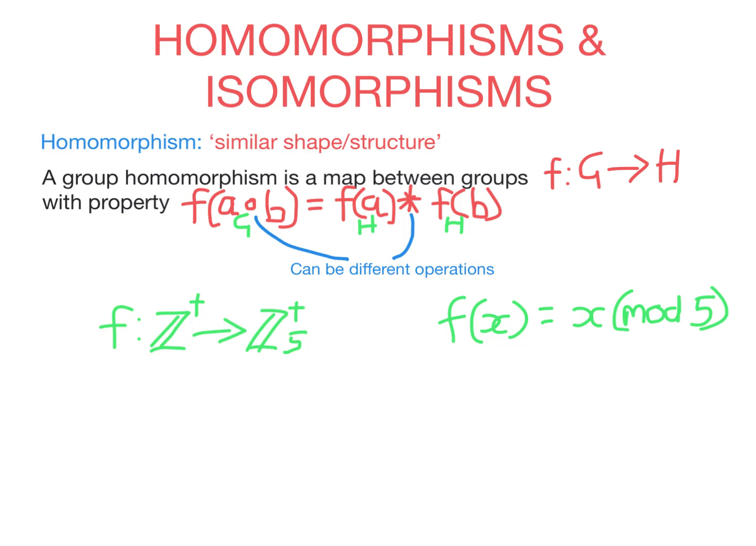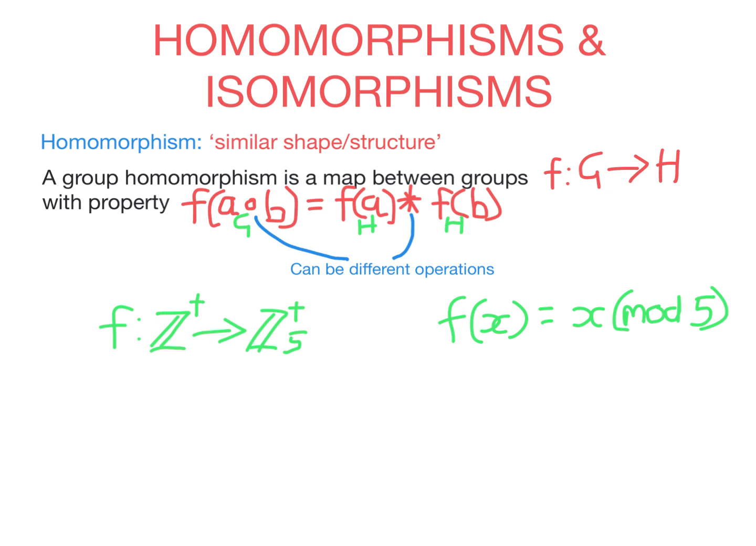Thank you so much for tuning into this video in which we will look at two special types of maps, homomorphisms and isomorphisms. Let's start with homomorphisms. Well, this word literally means a similar shape or structure. Homomorphisms are structure-preserving maps. I'll show you what I mean by that in a second.